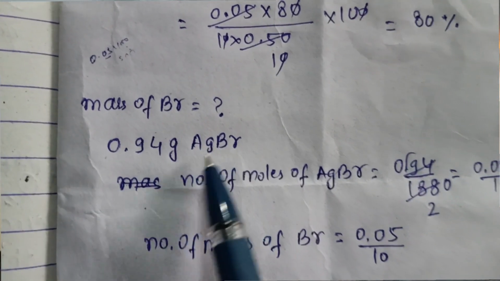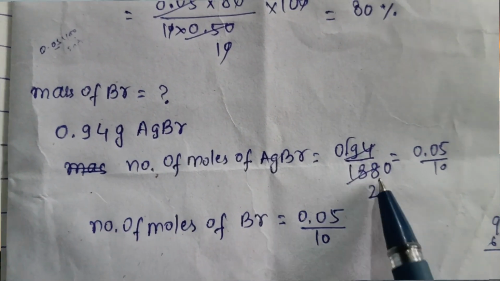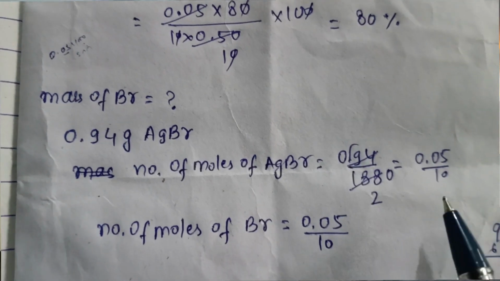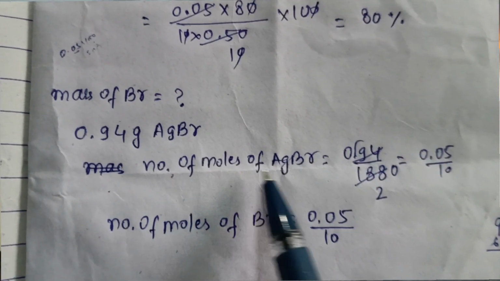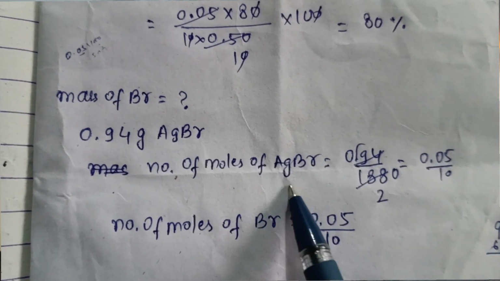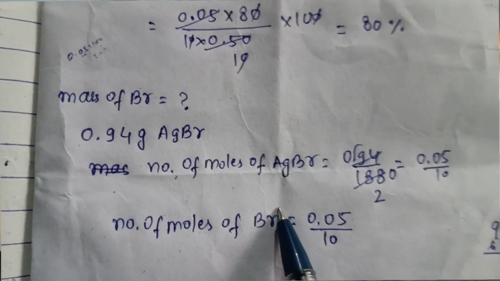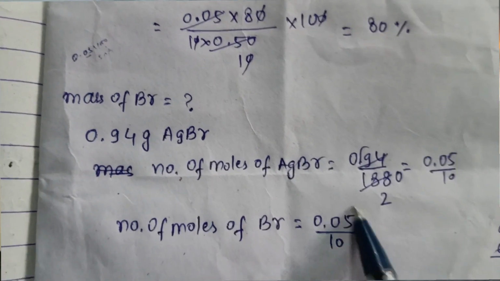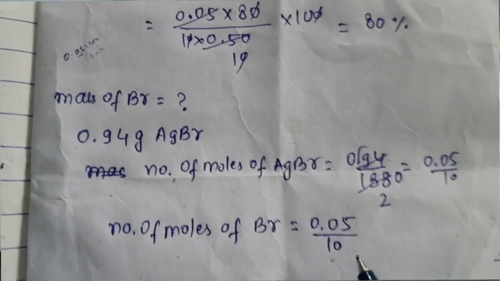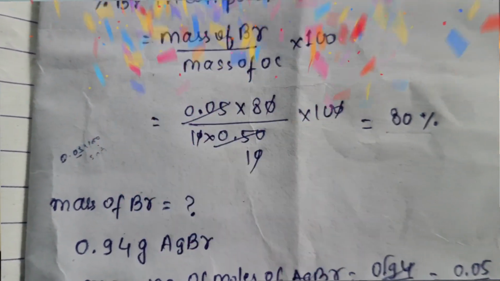We have been given that AgBr is 0.94 grams. So the number of moles of AgBr is equal to the given mass upon molar mass. The molar mass of AgBr is 188, which is given in the question. You can calculate it your own way; I have calculated it like this. Once you get the number of moles of AgBr, you can easily calculate the number of moles of bromine, because in one molecule of AgBr we have one atom of Br. Similarly, in 1 mole of AgBr we have 1 mole of bromine. So in this much moles of AgBr we will have the same number of moles of bromine. Once we get the number of moles of bromine, we will multiply it by the molar mass and we will get the mass of bromine in the organic compound. You can see I have done that here, and the answer is finally 80%.